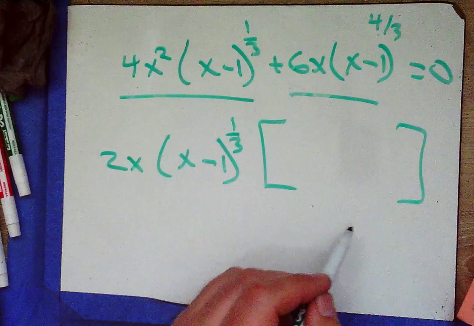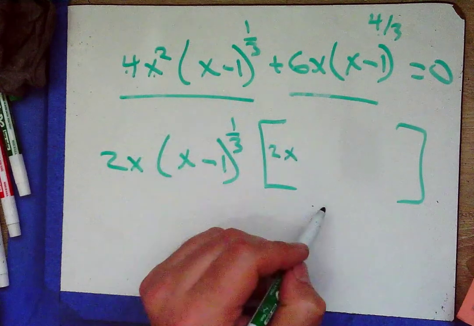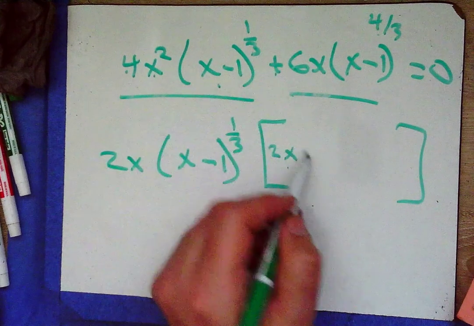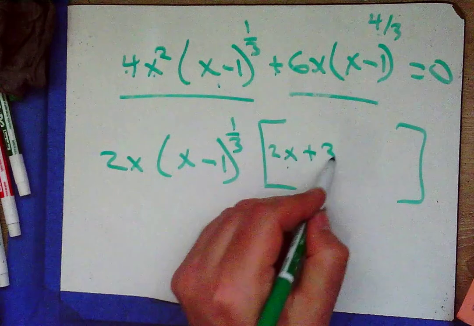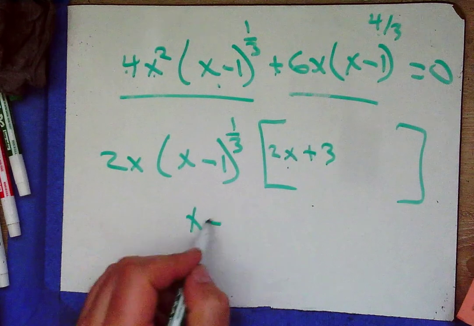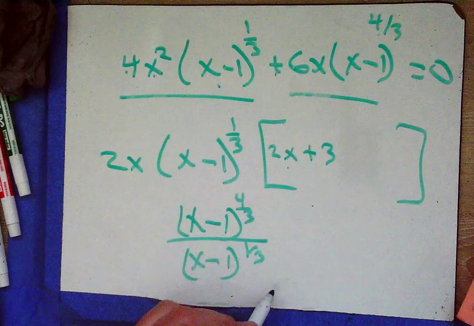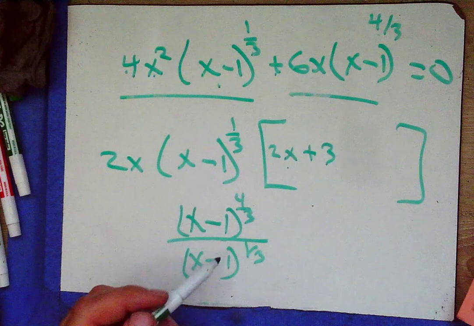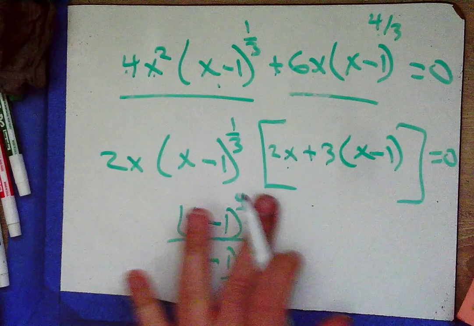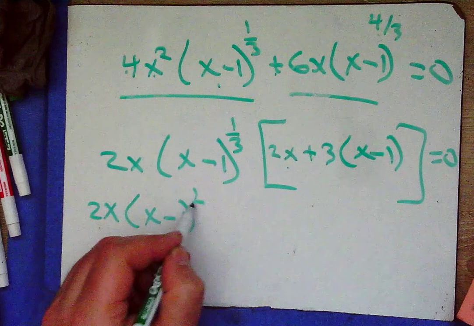And so what's left over? Well, I took out a 2, so I still have a 2. I took out an x, so I still have an x. And I took out all of that. So I just have 2x from the first term. Then my plus sign. We took out a 2, so we have a 3 left over. We took out this x, that's gone. And we took x minus 1 to the 4/3 and divided it by x minus 1 to the 1/3. And so when I subtract those powers, I get x minus 1 to the 3/3, which is just x minus 1. Okay? So now we've got 2x, x minus 1 to the 1/3.